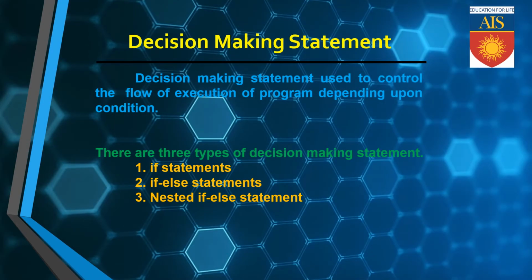Now we need to know about decision making statements. So what is a decision making statement? Decision making statements are used to control the flow of execution of a program depending upon a condition. There are three different types of decision making statement: if statement, if else statement and nested if statement.